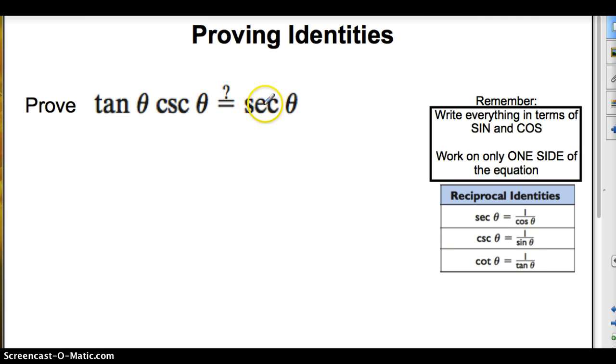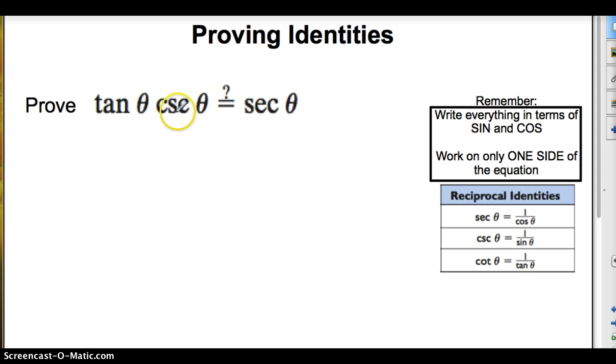So what we're going to learn today is proving identities. They're kind of like puzzles, all right? Now, I'm trying to prove that tan theta plus cosecant theta equals secant theta. That these two things are equivalent to each other, and I have to prove it. Well, to do that, what I'm going to do is use all the identities that I know. Okay?